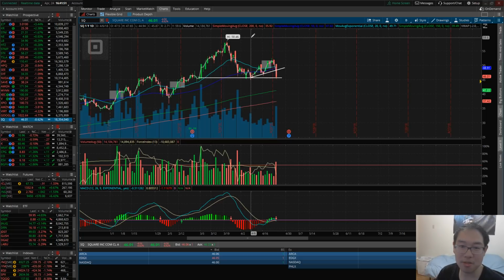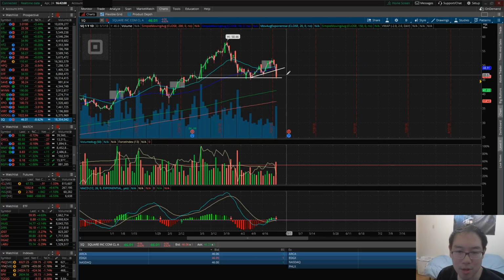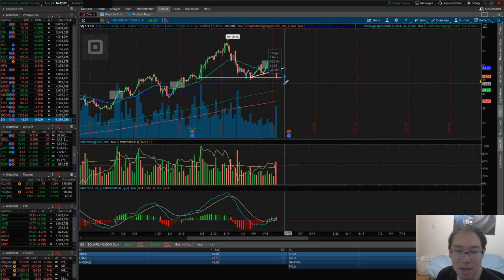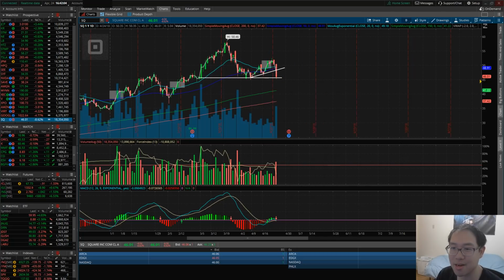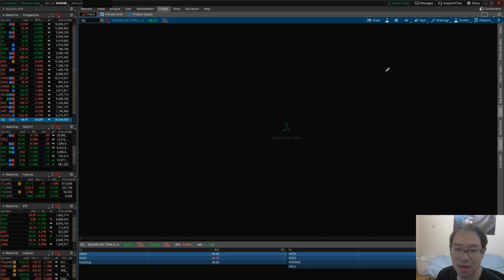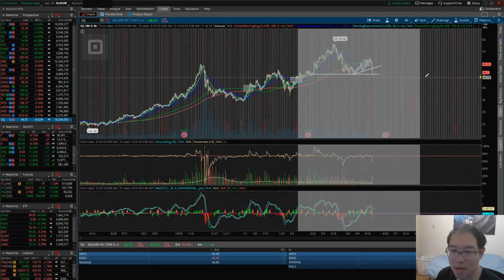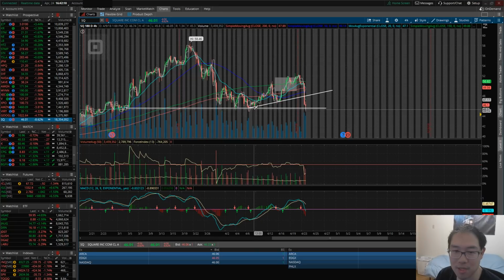$46 is, in my opinion, certainly a good price, but you might be able to get it even cheaper, and you don't want to lose money. Like, are you willing to lose 5% more? Probably not, right? So wait for that confirmation, especially if you're eyeing Square. I do like this because we are at a support point. I'll give you that. All right, so a couple of tickers that you guys called out.